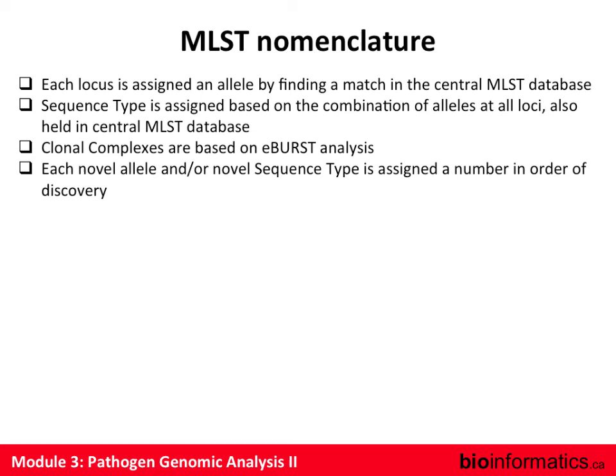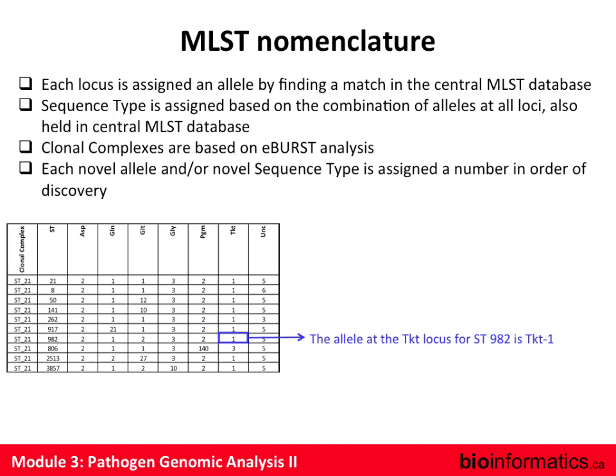The one really important thing is that, when you have a unique combination of alleles, there is a central database where we store all this, and somebody has to make that call: oh, this is new, let's give it a new number. When you find a new allele, same thing. So that's like an allele table. And here, I'm just showing an example. In this particular case, allele number one in gene TKT is what we see for that particular sequence type. That entire combination of seven digits is the allelic profile for sequence type 21.